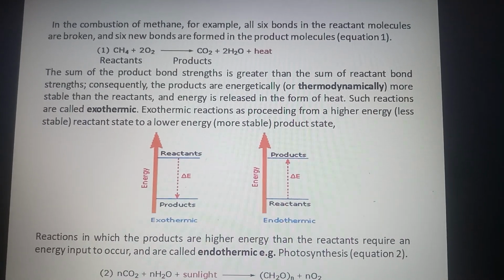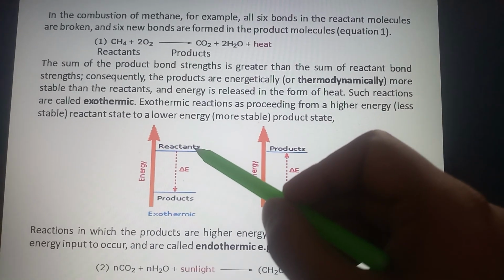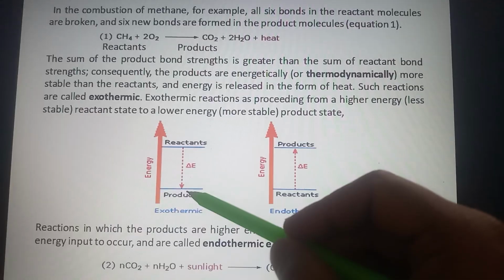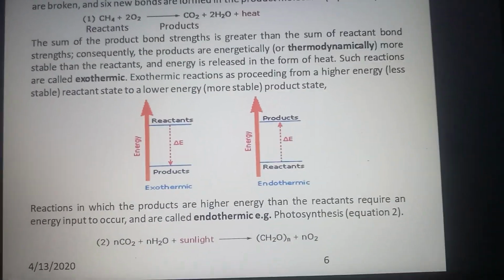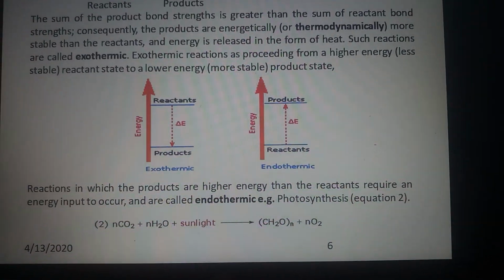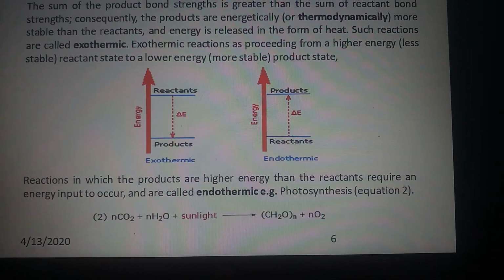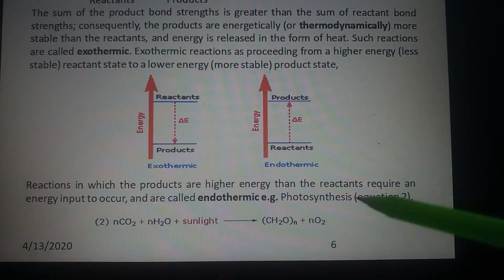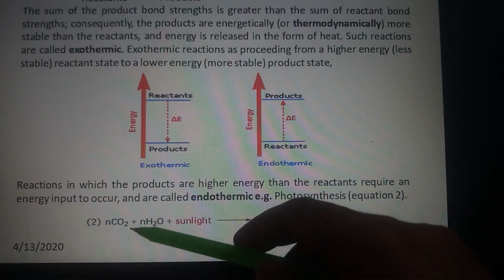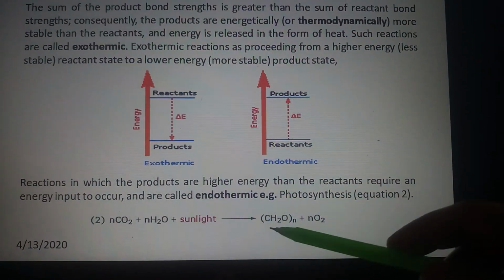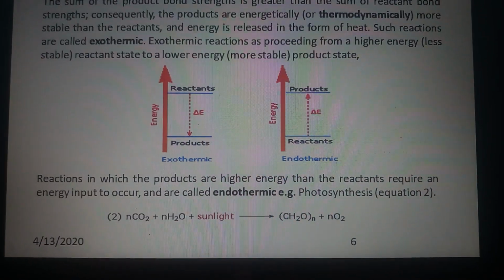Exothermic reactions are seen as proceeding from higher energy state, that is less stable reactant, to the lower energy state, that is more stable product state, as you have seen in the diagram. Now, reactions in which the products are higher energy state than the reactant require an energy input to occur and are called endothermic. One of the examples is photosynthesis. Here carbon dioxide and water in presence of sunlight form glucose molecule and oxygen. It is an example of endothermic reaction.